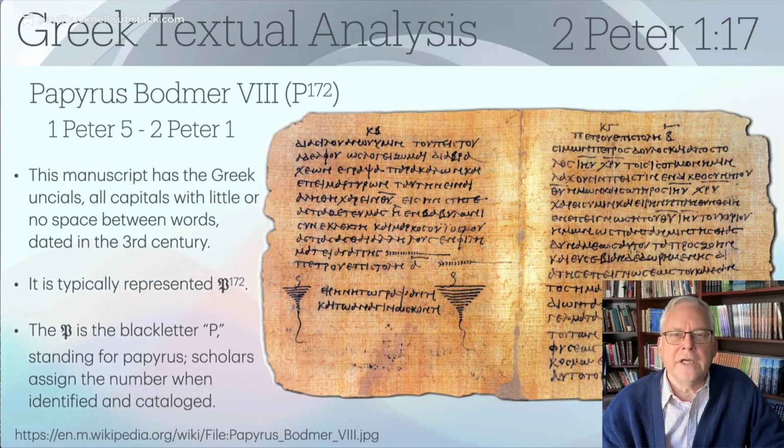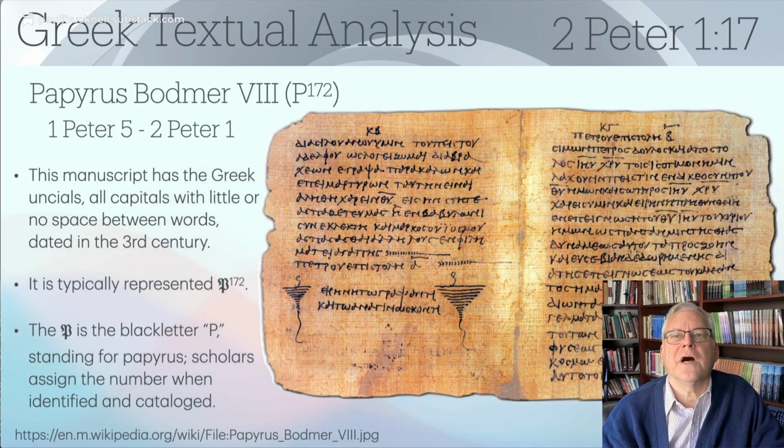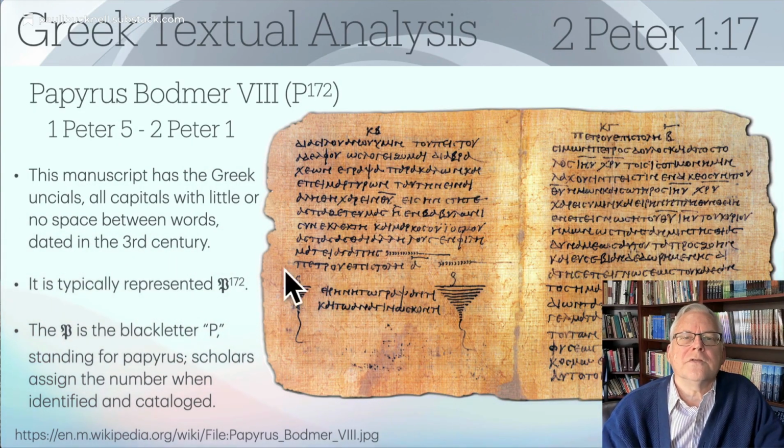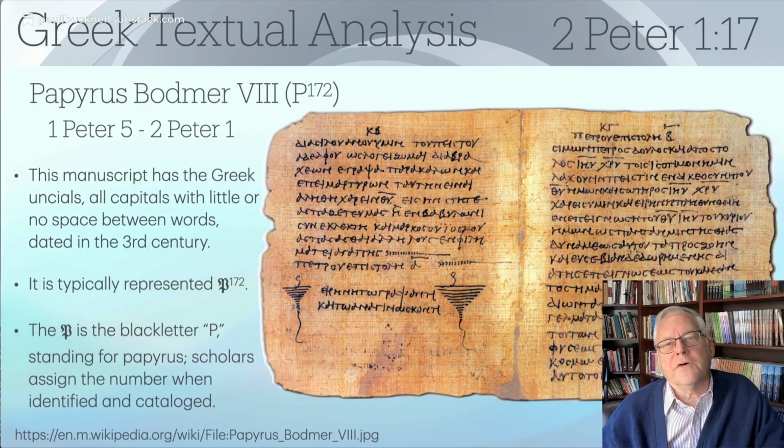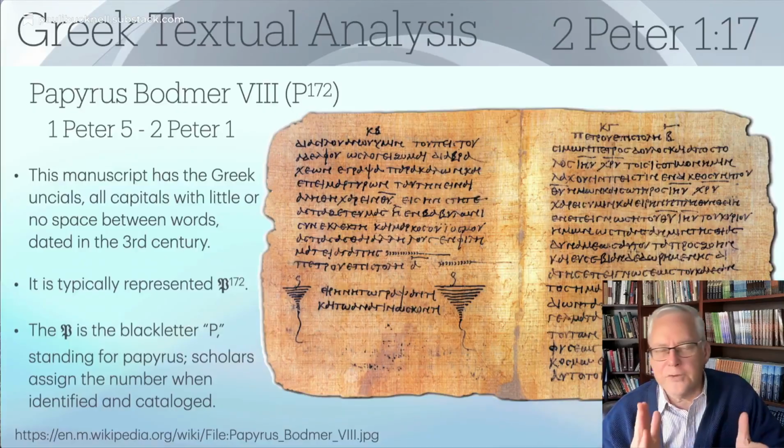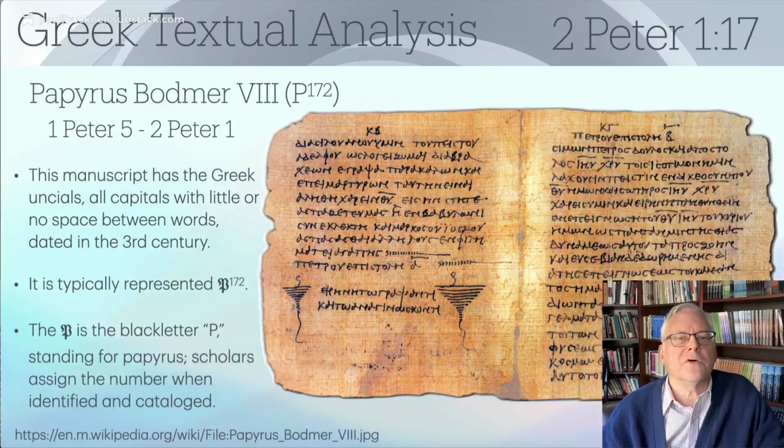This is one page. On the left side is the conclusion of 1 Peter, chapter 5. Here it starts 2 Peter, chapter 1. And notice here the letters, that they're all capitals, that there's no space between these letters. There's no punctuation. This is what we call uncials, and it becomes very difficult to read or understand because you don't know when a word begins or a sentence ends. It becomes very difficult this way.